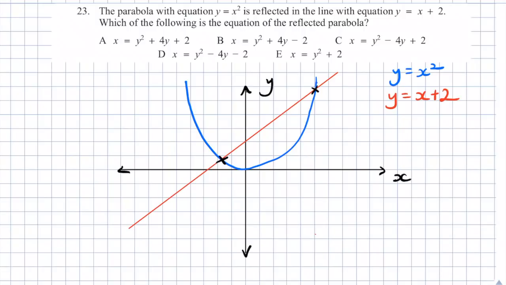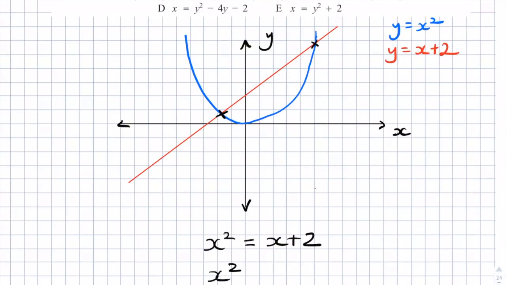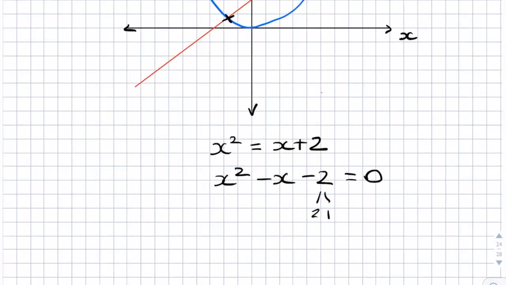So what I've done is I've drawn a sketch of both the equations y equals x squared and y equals x plus 2. I think the first thing we should do is find the points at which these 2 equations intersect. So if we make x squared equal to x plus 2, then we get x squared minus x minus 2 equals 0. We're going to get factors of 2 and 1, and that's going to factorise to x minus 2 bracket x plus 1 equals 0.